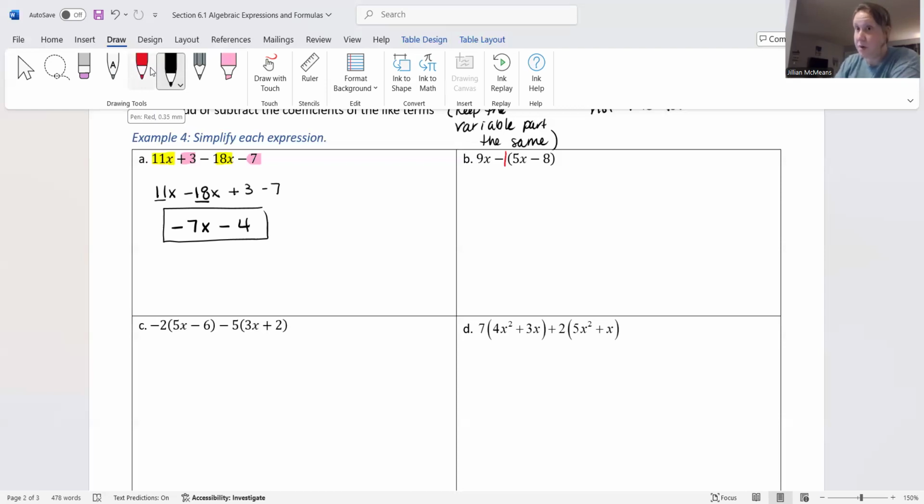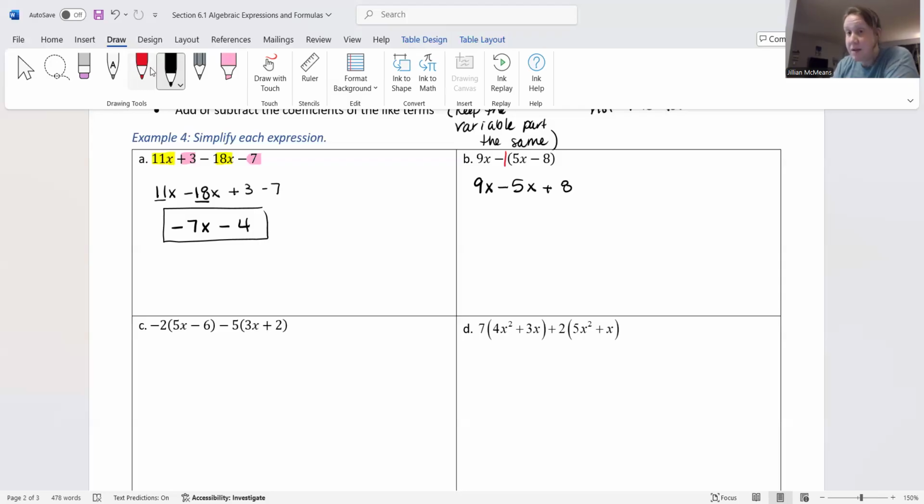So I'm going to start by rewriting my 9x. I want to bring it down. And then I have negative 1 times positive 5x. So I want to take negative 1 times 5, which is minus 5, and then just keep the x. And then I'm going to take negative 1 times negative 8. That makes it positive 8.